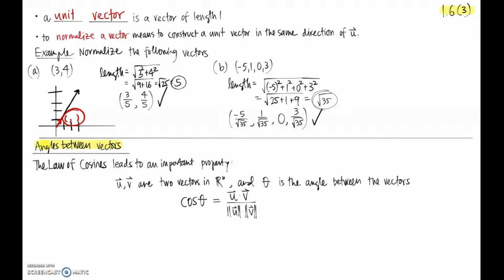This result, and I'm just giving it to you as a result, the proof of this is on page 40 in your textbook. They go through it step by step. It's all derived from the law of cosines. But this gives us a way to calculate an angle between two vectors. And it really ties together some important ideas.